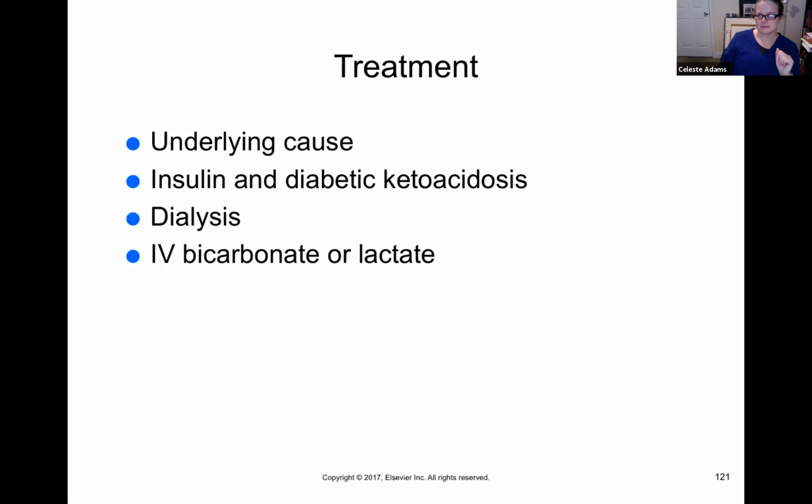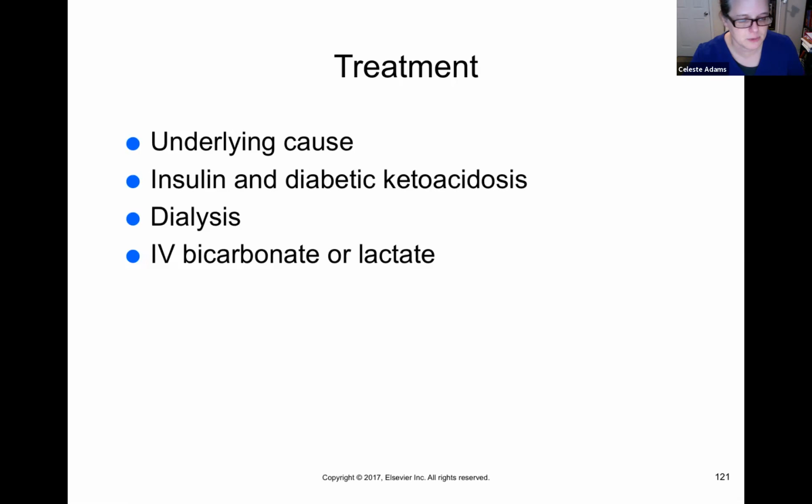Any questions? So metabolic acidosis, I want you to think along the lines of the patient doesn't have enough bicarb. We need bicarb on board. Not enough bicarb. Any questions? Okay. Moving right along.